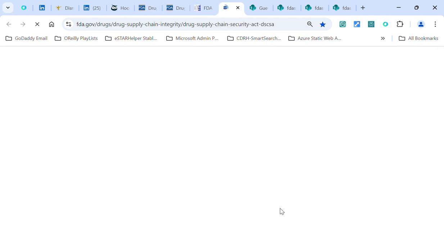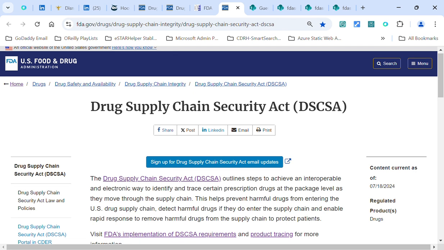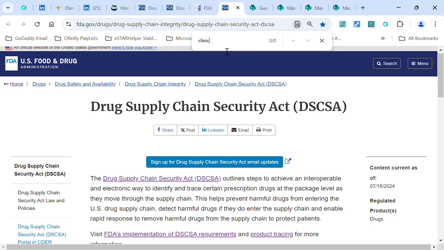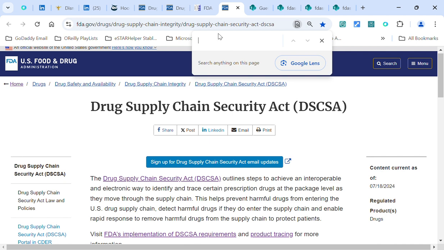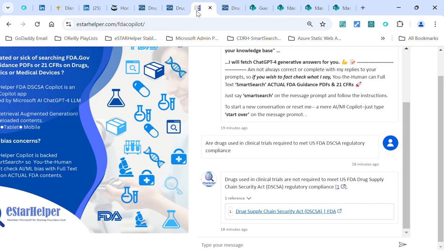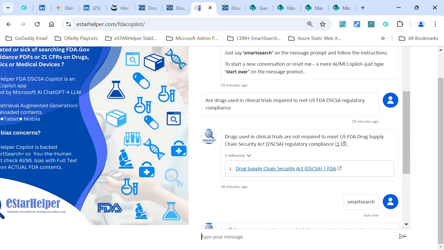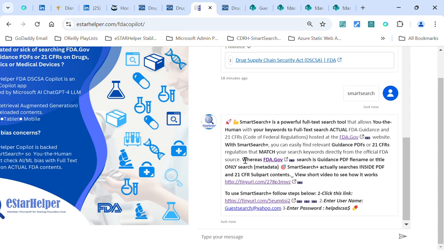But lo and behold, when we go to the actual citation, I really don't see any evidence of the term trial, nor clinical, right? So one has to wonder, where is it coming up with that decision? So now, fortunately, because of the integration with SmartSearch, we can just go ahead and type SmartSearch on this. That gives us instructions of what to do exactly.